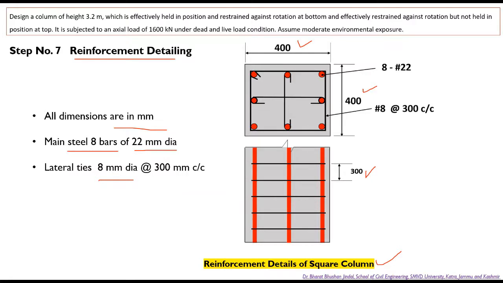We have to mention clearly that these red color bars are 8 numbers of 22 mm dia. When we use the hash symbol here, it indicates that we are talking about the diameter of the bar, where 8 is the number of bars and 22 mm is the diameter of the longitudinal bars. And here we have written hash 8, which means 8 mm dia rings or lateral ties at a center to center spacing of 300 millimeter.